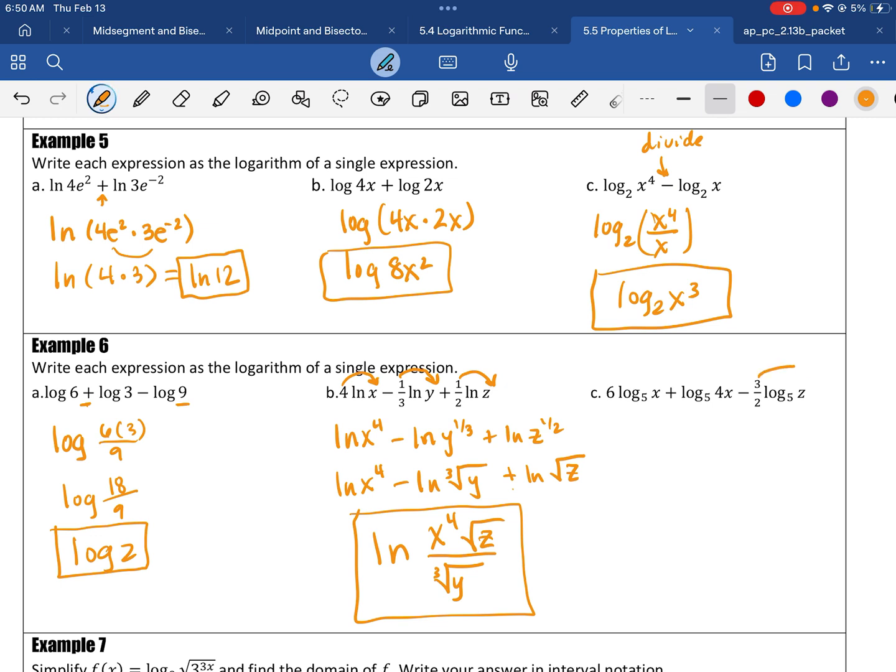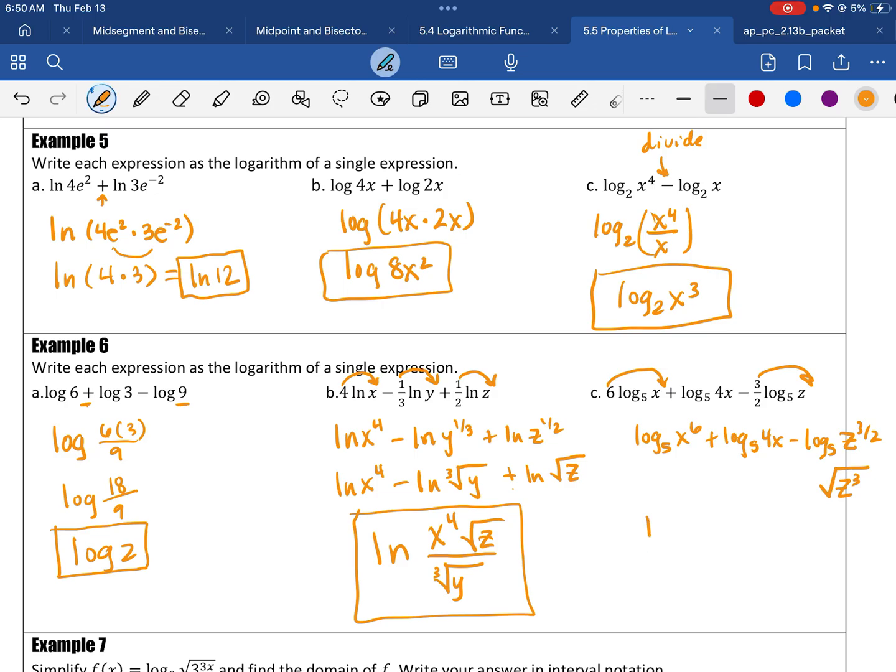Okay, this one looks like I have one power to move up. Oh, there's one. So log base 5 of x to the 6th plus log base 5 of 4x minus log base 5 of z to the 3/2. Okay, putting it as a single log. Well, actually we can rewrite z first. So this guy is going to be a square root because of the 2, and underneath the square root is going to be z to the 3rd.